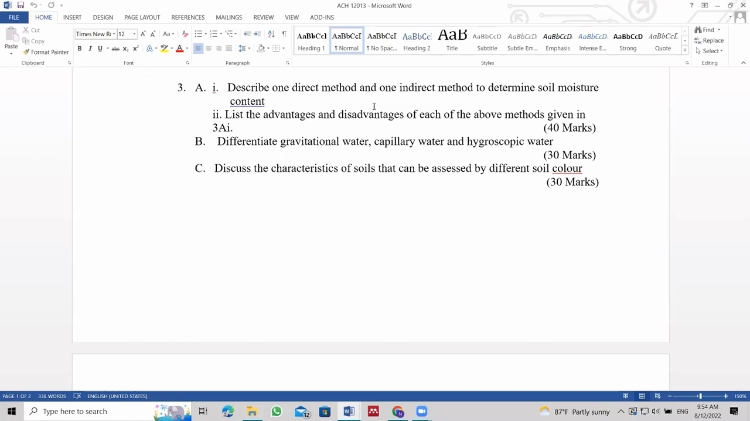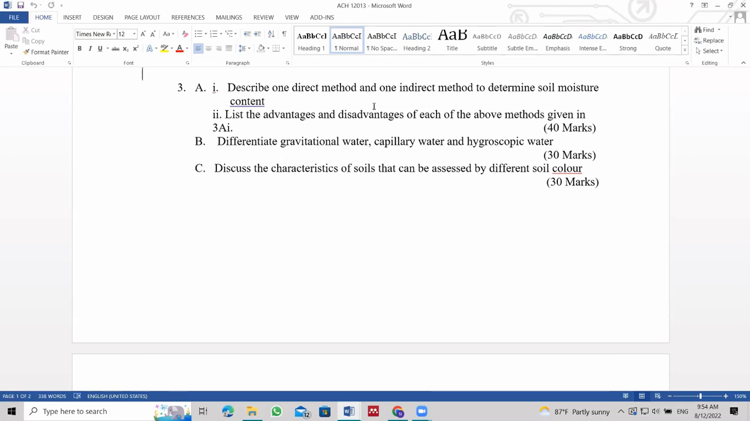Gravimetric method. Okay, indirect methods: neutron scattering method, or any other method you can tell. Okay, what else? Electrical. Tensiometers.